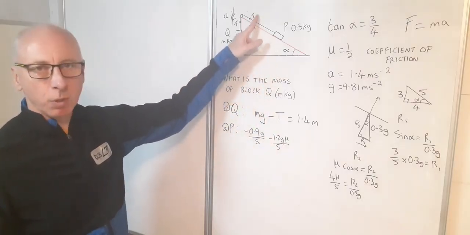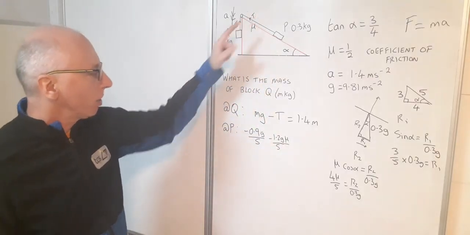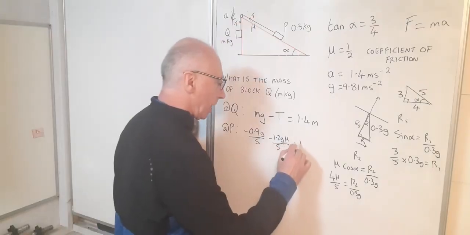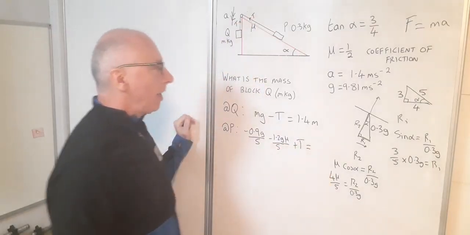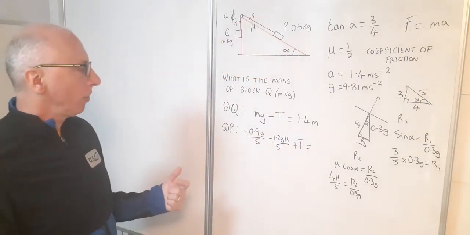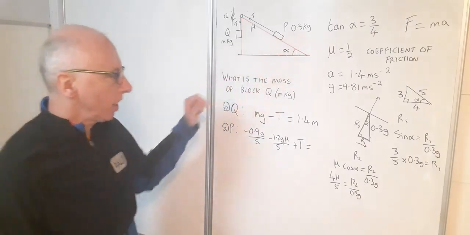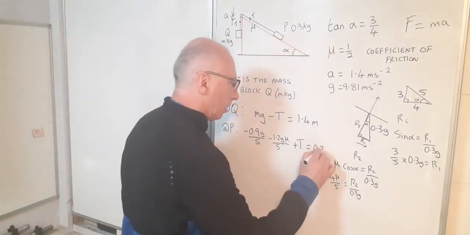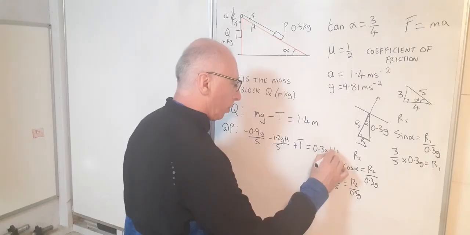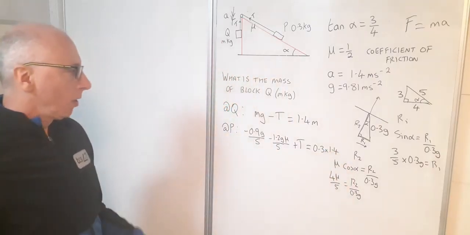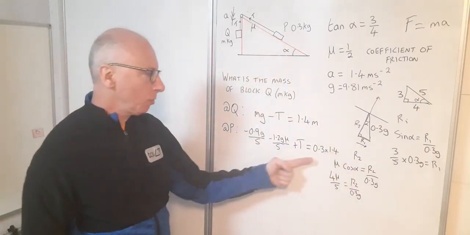Well, we've got our tension, which we've not included yet. So tension is going in the right direction, so we can add T. And then we need mass times acceleration just to finish that off, which is 0.3 times 1.4. Okay, so this one, we need to just tidy up a little bit.